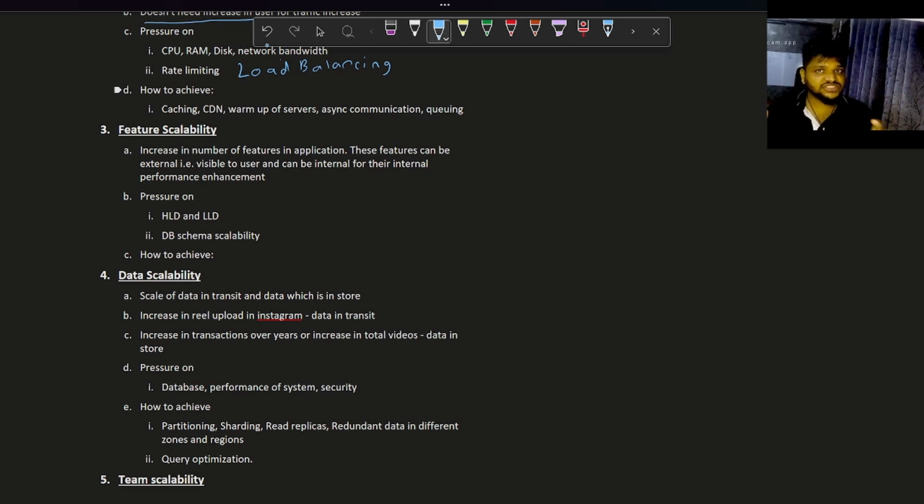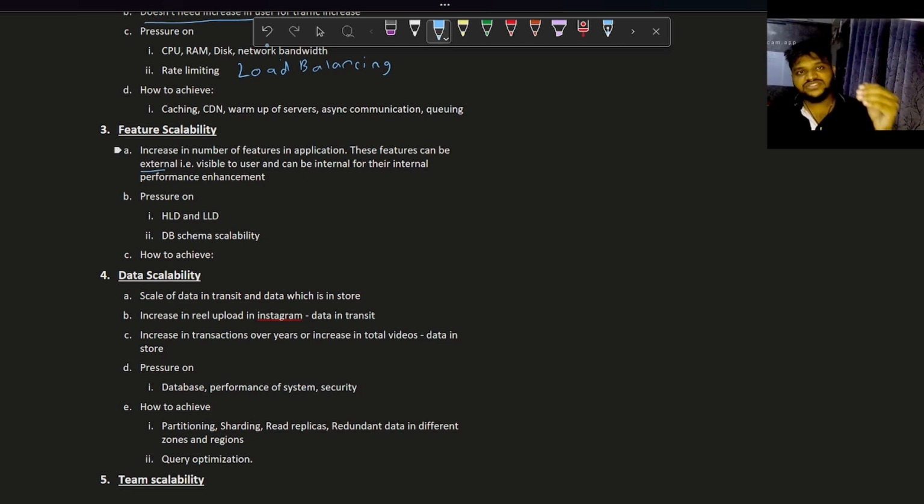Again, when I'm saying feature scalability, it doesn't mean there is a whole system with multiple microservices and multiple different features, or one single service having multiple features. So these are the things I mean by feature scalability. For the user, a system is there and I am getting these additional features. Again, feature scalability can be external or it can be internal. These features can be external.